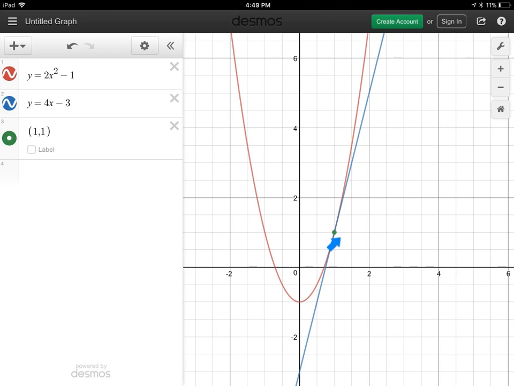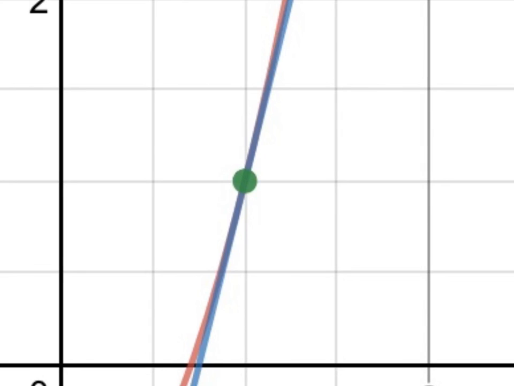In fact, if you focus just around this one point, if we really zoom in, those 2 lines line up on that one green point, but the 2 lines look pretty close to each other.